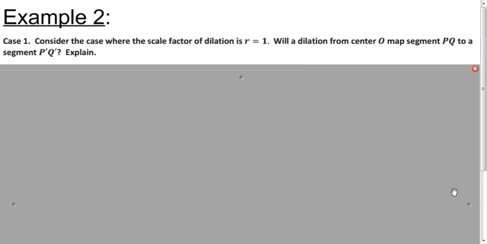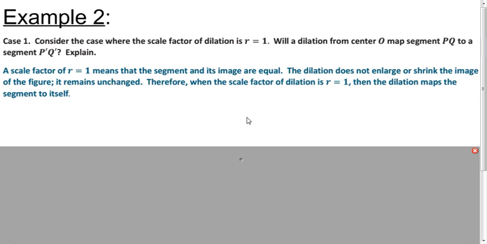Now, what if you're not on the coordinate plane? How can you figure out what happens to segments when you dilate them? Well, there's a few different cases. The first case is what happens when the scale factor is 1. Well, that's the identity transformation. So the segment doesn't change. It stays invariant. So yes, you still get a segment.